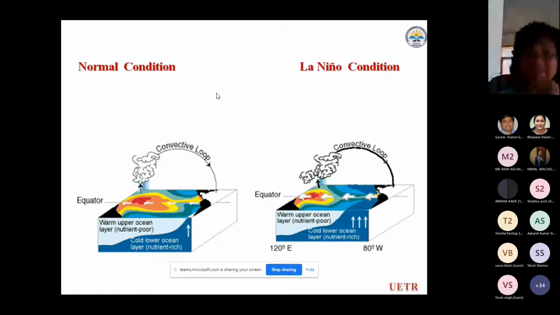So you can see that the loop is making in the same position, but more clouds are formed in this phenomenon. The water is surprisingly cold, colder than the normal condition. So the trade wind pattern is remaining the same, but the clouds are forming in a more dense form.